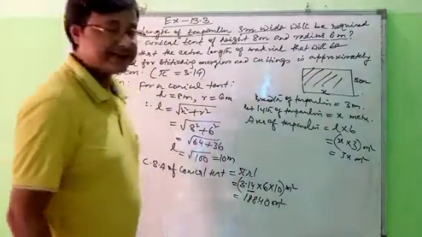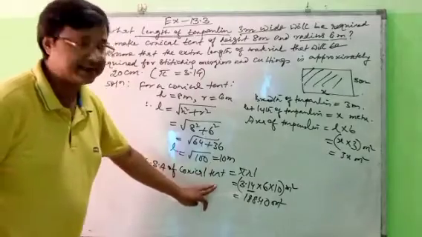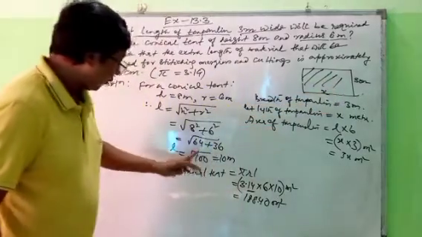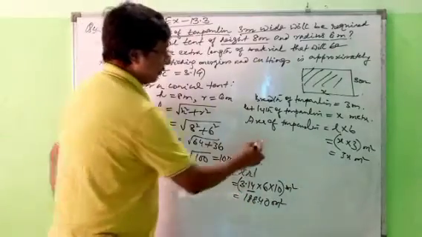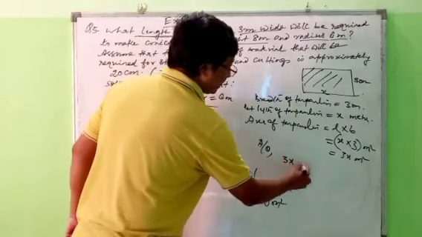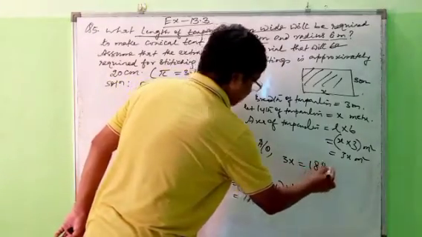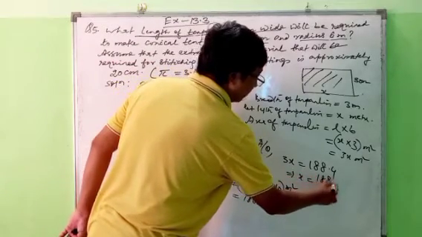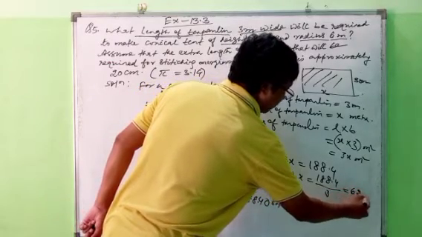From this you can say that the area of the tarpaulin equals the curved surface area of the conical tent, because this much area of tarpaulin was used over the curved surface part. That is why these two areas are equal. So as per the question, the area of the tarpaulin, 3x, equals the curved surface part, 188.4. So to get the length, x equals 188.4 divided by 3. So you will get 62.8.